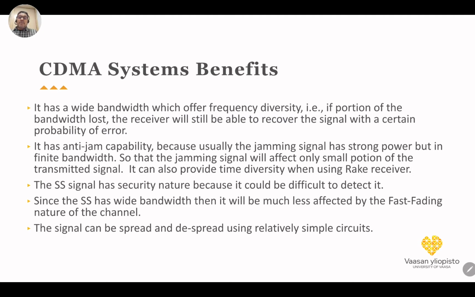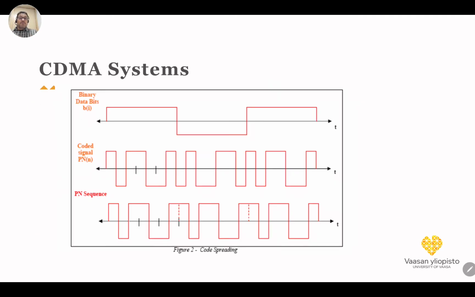Also, the spread spectrum has wide bandwidth, which means that it will be much less affected by the fast fading nature of the channel. And also the signal can be spread and despread using relatively simple circuits. So the concept of modulation and demodulation is very easy to do in CDMA. But of course, if you want to take into account the multipaths, the rake receivers, and so on, things can be difficult in that case.